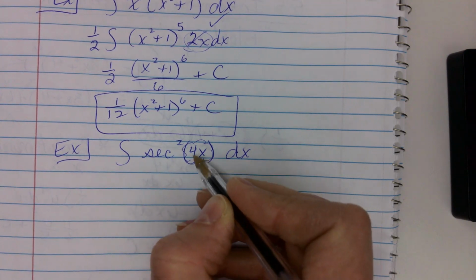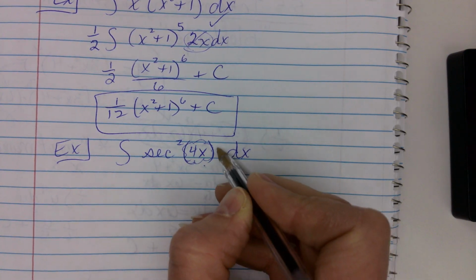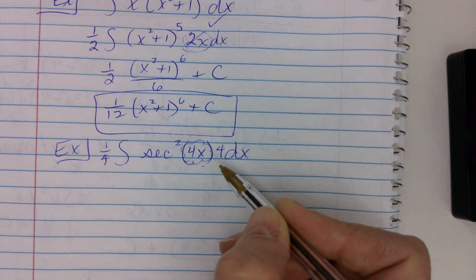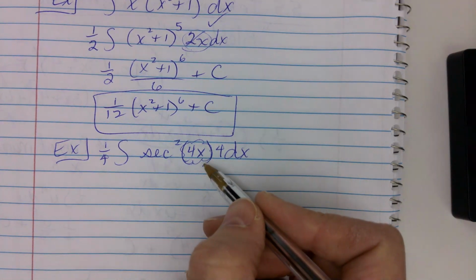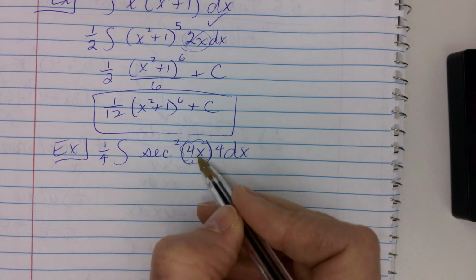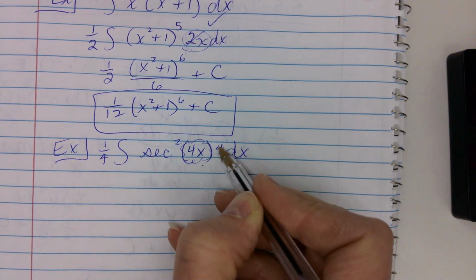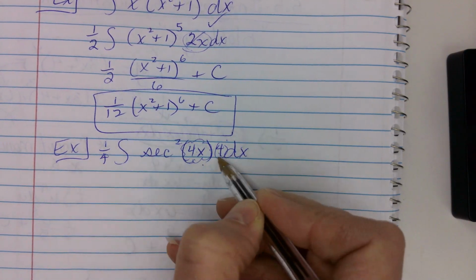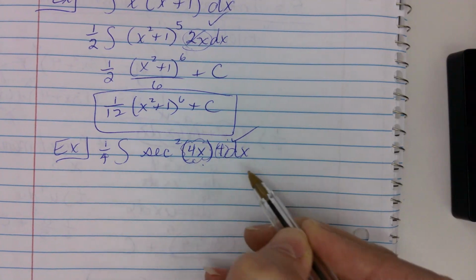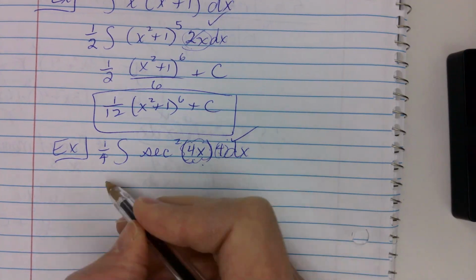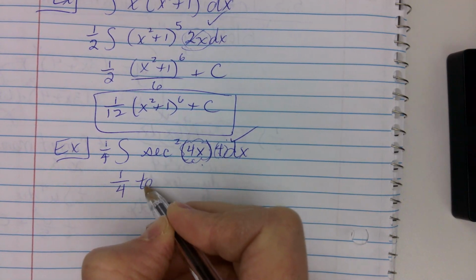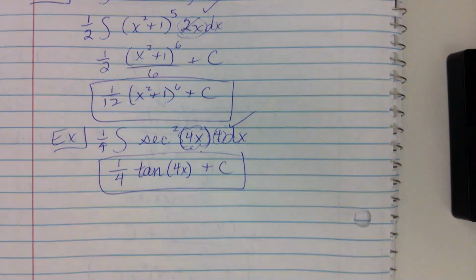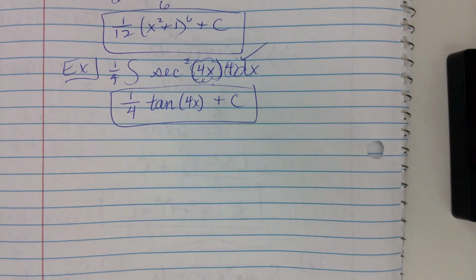And the derivative of 4x is just what? I understand jumping back and forth from derivatives to integrals is a difficult concept. So take the derivative of the 4x, we get a 4, and as long as it's a plain number, we can do 1/4 times 4. Check it off. The manufacturing process is complete. And the integral of secant squared blob is tangent of the same blob.